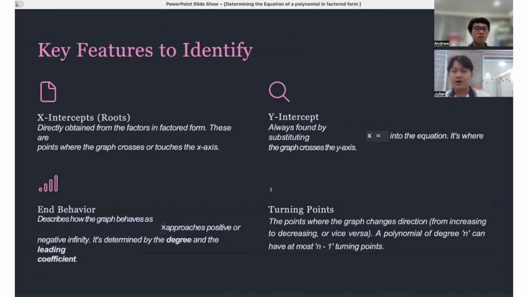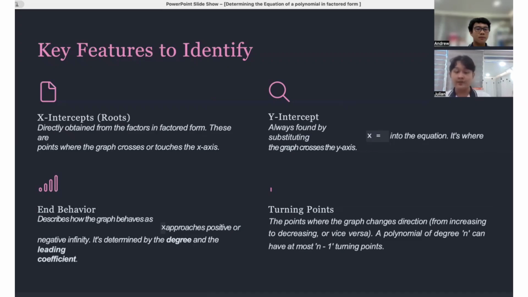We also investigate the key features to identify the polynomial function. These are the x-intercepts, y-intercepts, end behavior, and also possible turning points. X-intercepts are directly obtained from the factored form. This is the point where the graph crosses the x-axis. The y-intercept is always found by substituting x equal to 0 in the equation. It's where the graph crosses the y-axis.